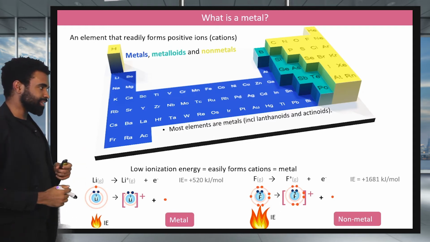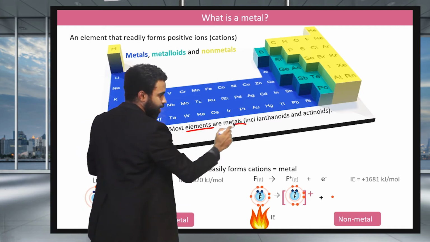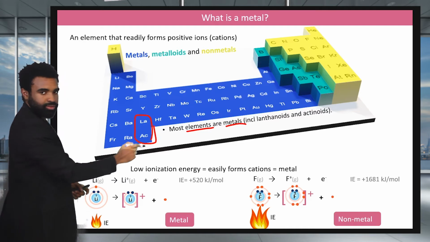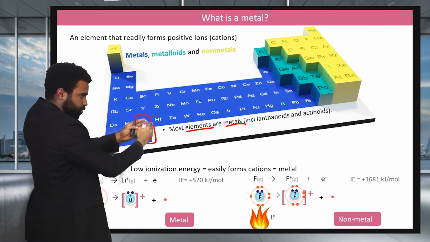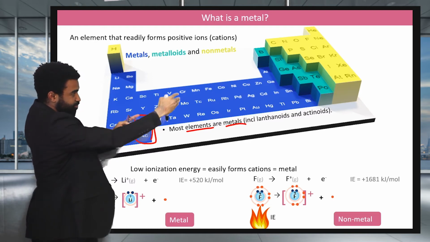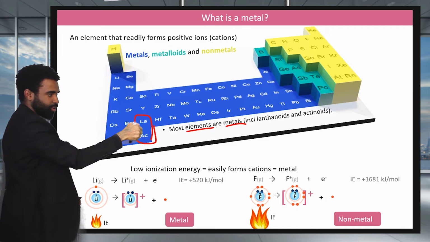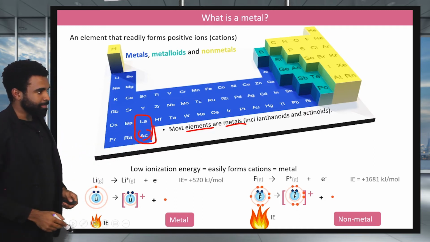Some important things are that most of the elements of the periodic table are metals. And that includes the lanthanoids and the actinoids. Remember that this is a condensed periodic table. We really have 14 more groups here that are squished or removed from view. So the lanthanoids, all 14 of them, and all 14 of the actinoids are indeed metals.